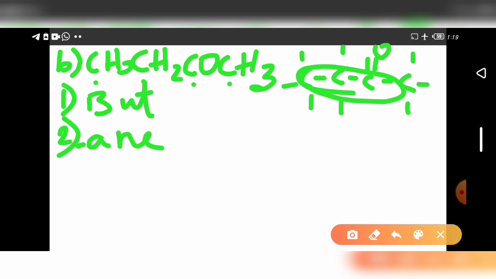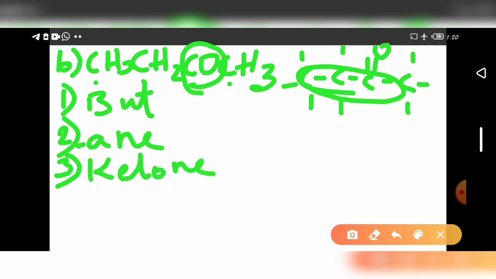Okay, next one. Third step, what is the functional group present? The functional group CO, that is ketone. Okay, for ketone, the fourth step, what is the secondary suffix? You have to mention the secondary suffix is ONE.